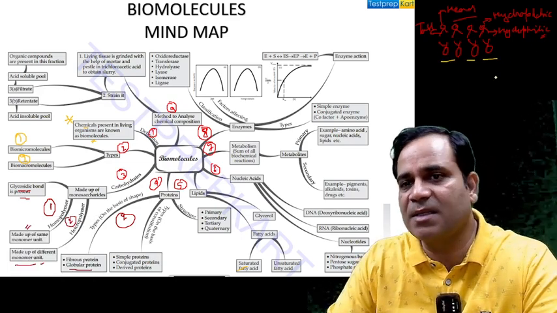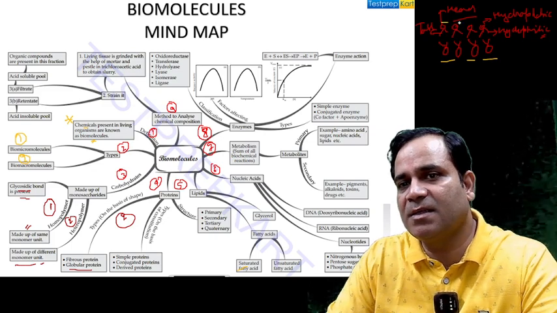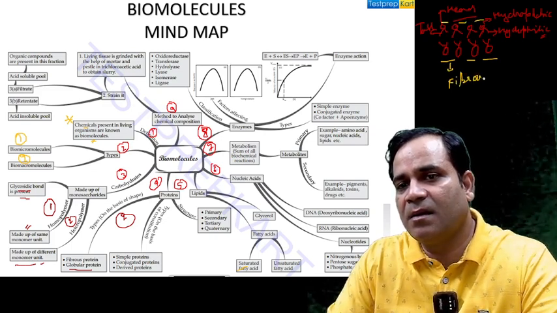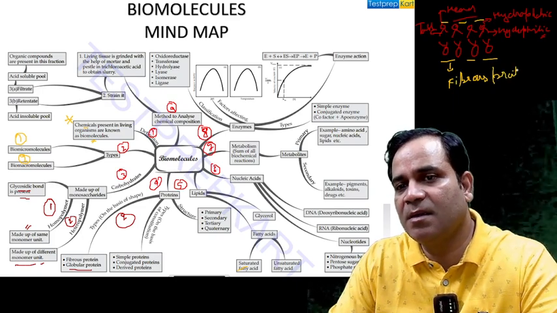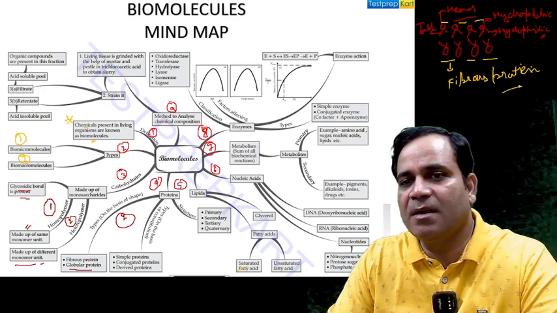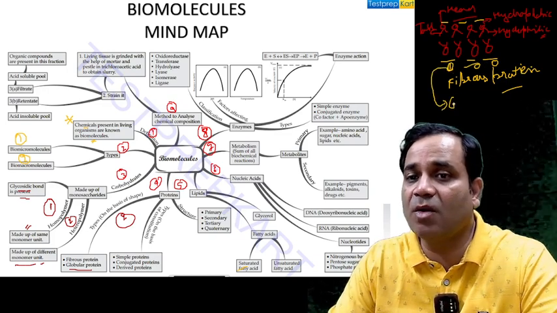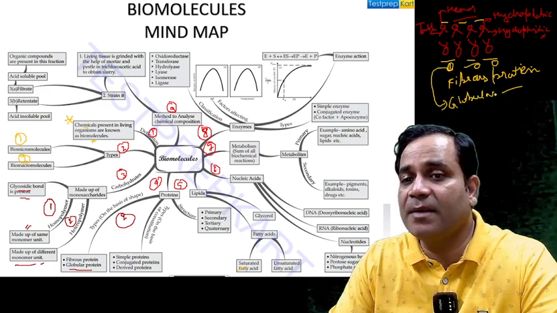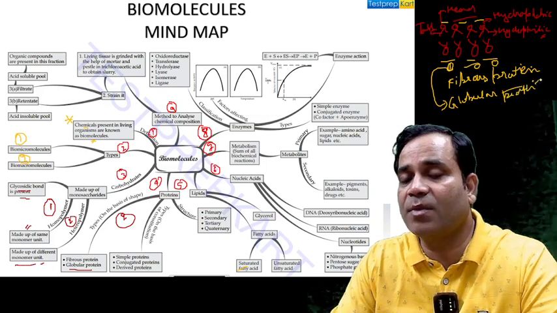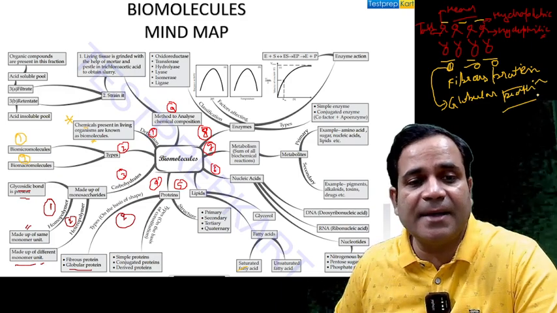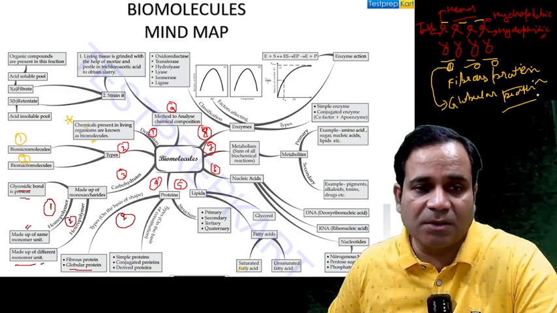This one is what? Fibrous protein. Suppose this one is what? Fibrous protein, my dear. So whenever the protein is contained in this way, this one is known as what? Globular protein. The protein which is formed of what? Globules, my dear. Is the thing clear? Yes, sir. So now the protein is clear.